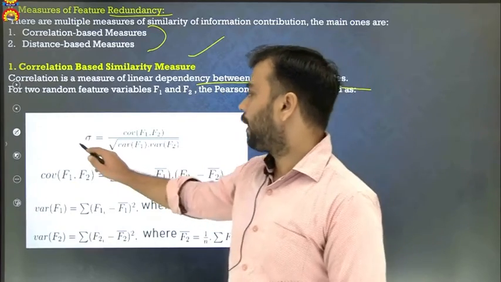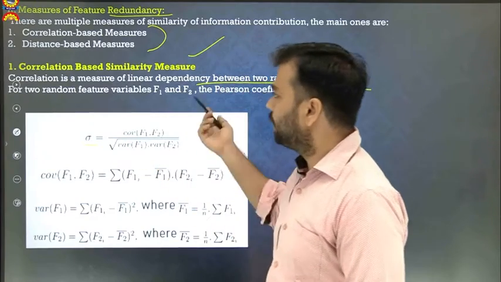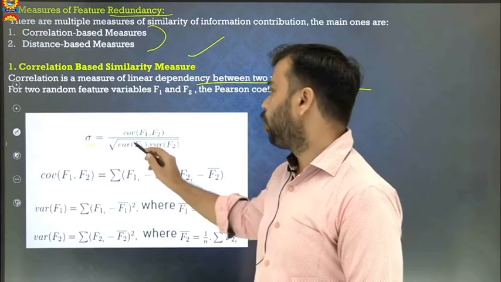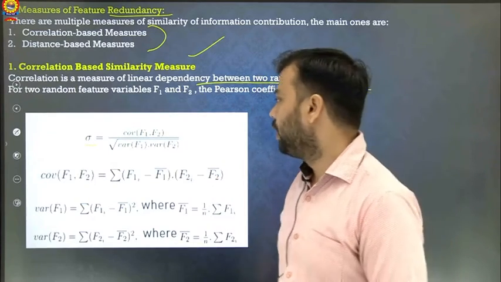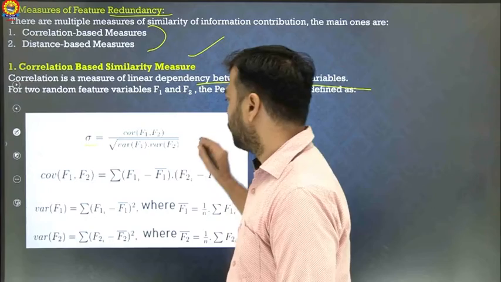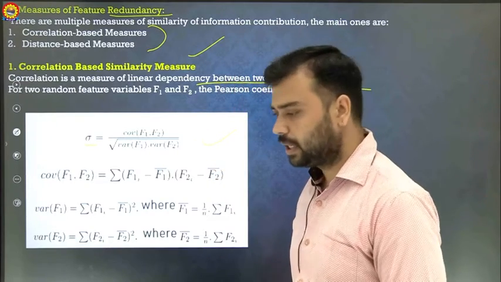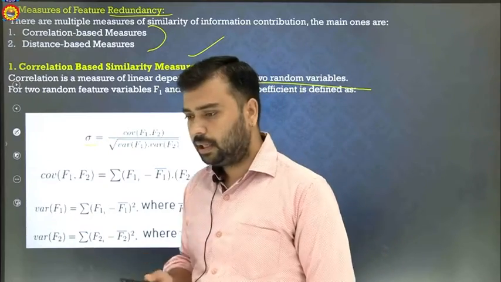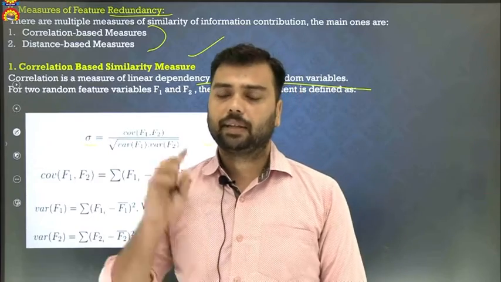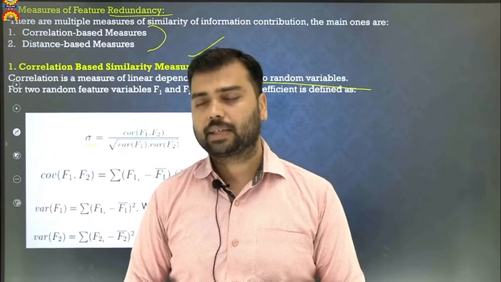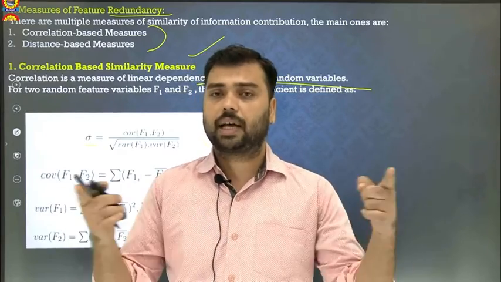So the correlation similarity, sigma, is simply the covariance of variable f1 and variable f2 divided by the square root of the variances of variable f1 and variable f2. It is a formula to find the correlation based similarity measure. We also use this formula for distance measuring in supervised or unsupervised learning, the distance between two features.